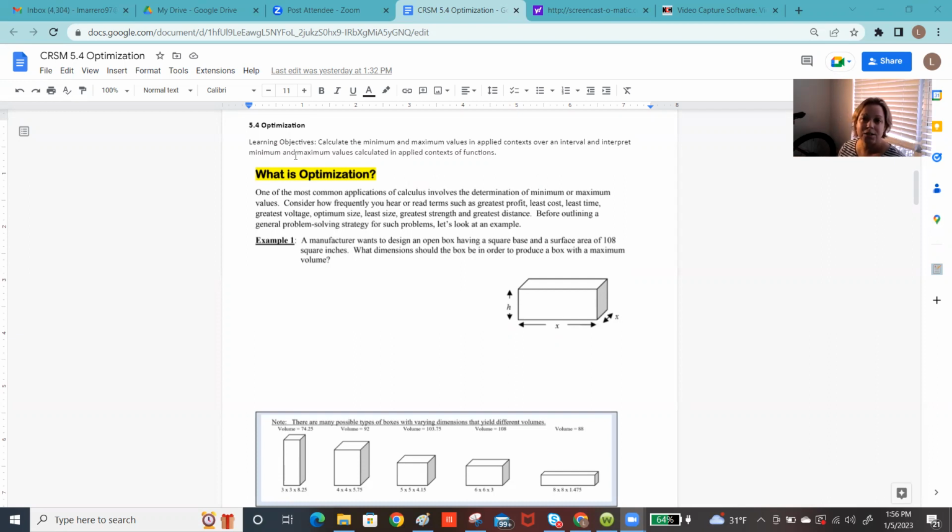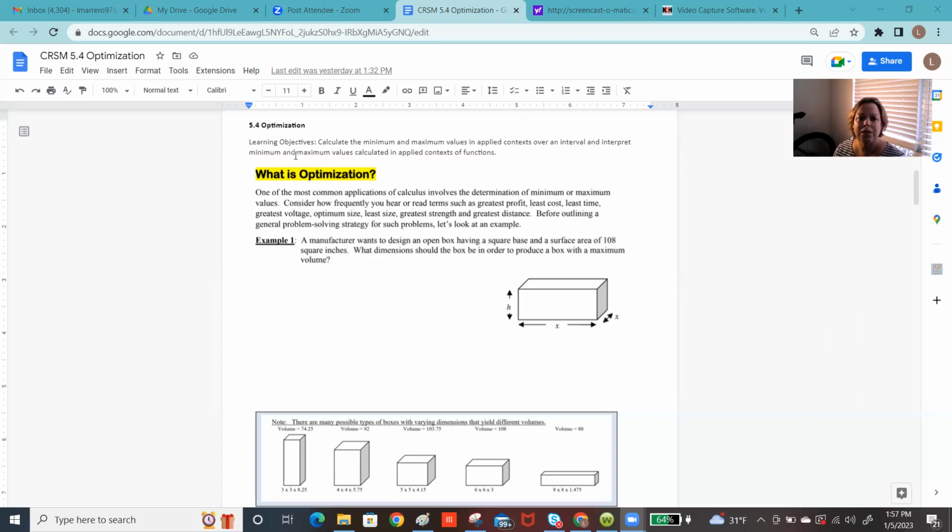Okay, so this section is called optimization. Our learning objectives are to calculate the minimum and maximum values in applied context over an interval and interpret the minimum and maximum values calculated in applied context of functions.